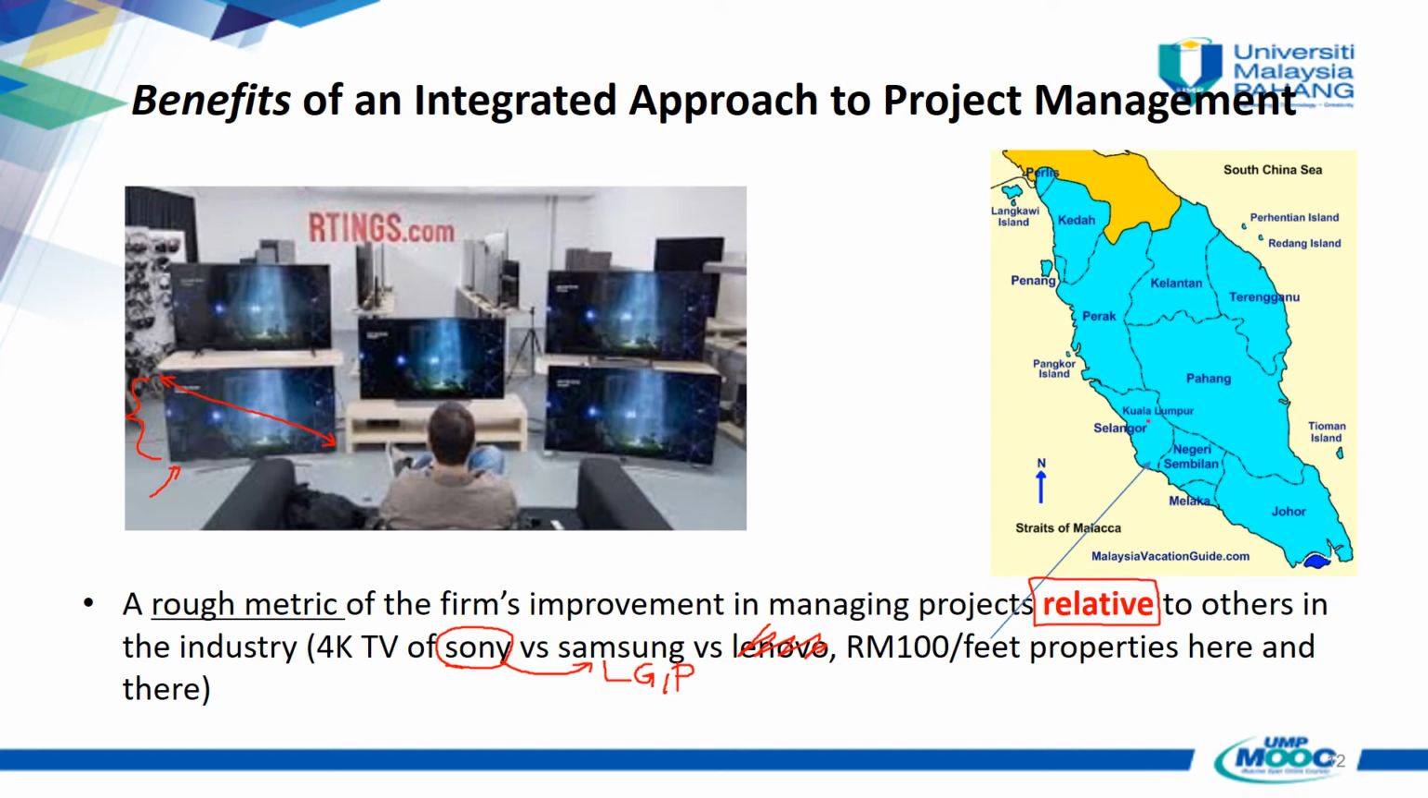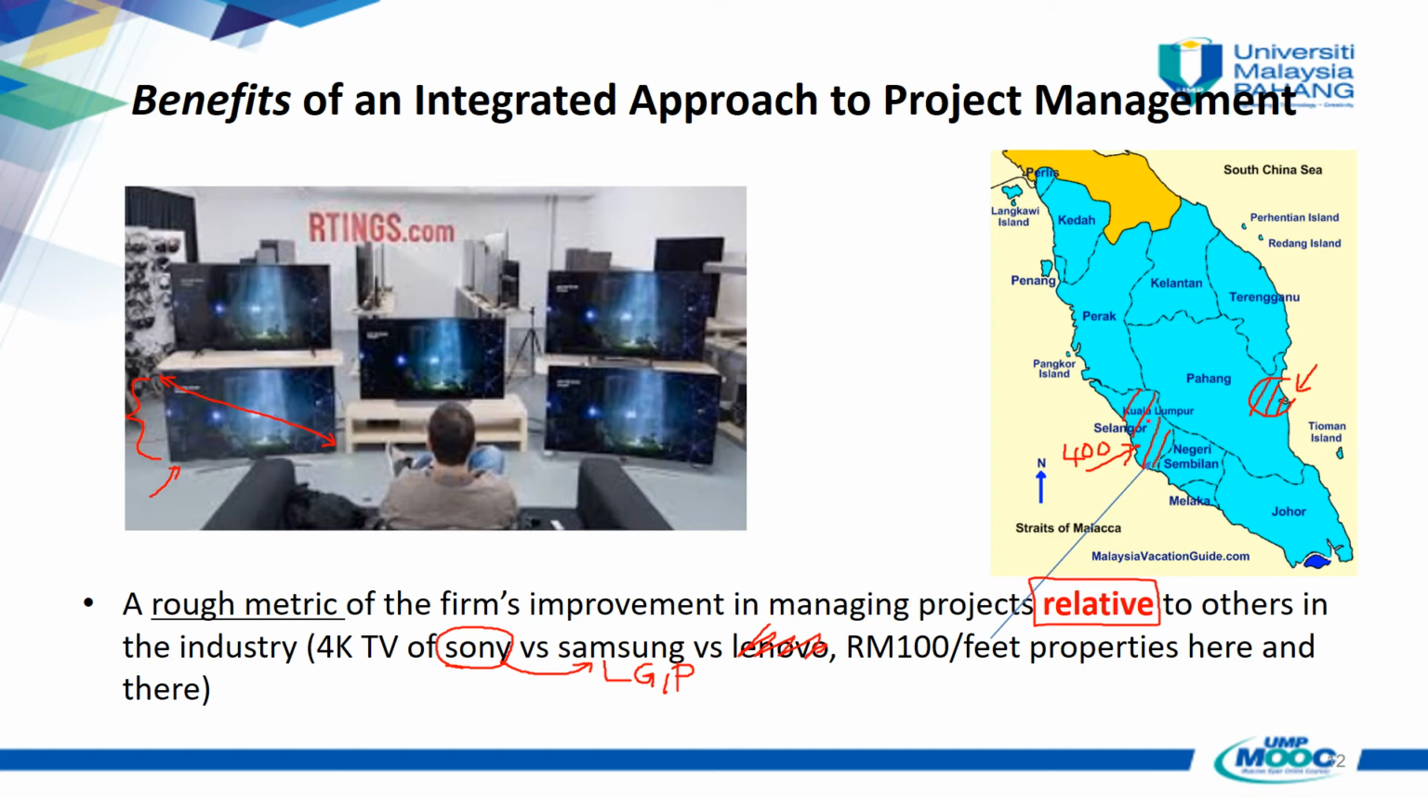And another example here, let's see what happened with the land price, probably at Selangor here, compared to Kuantan. Maybe at Kuantan we can buy land at around 100 ringgit Malaysia per square feet, but maybe at Selangor, maybe 400 or 500 per square feet.